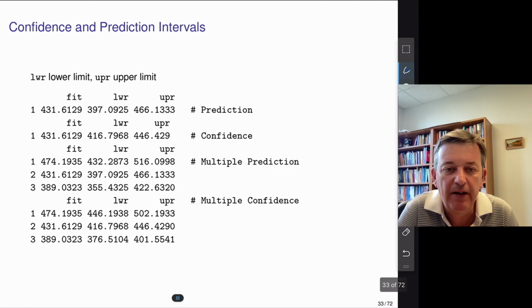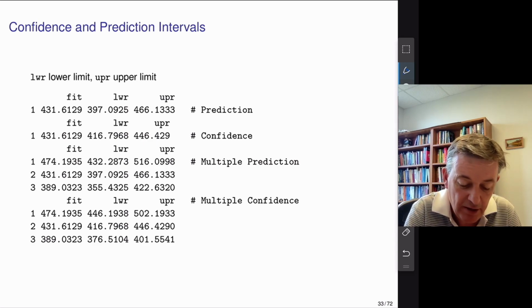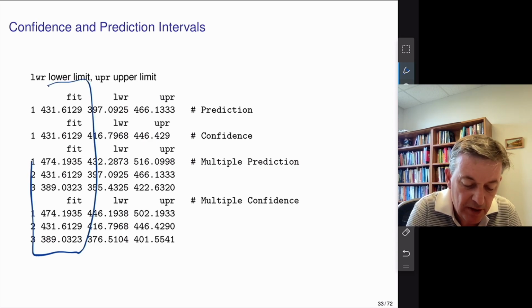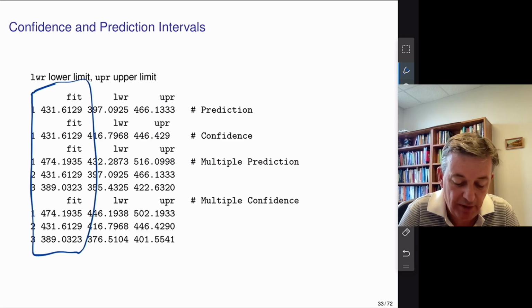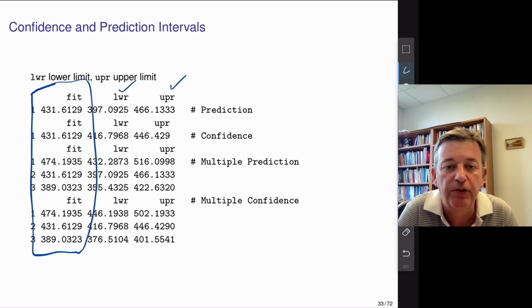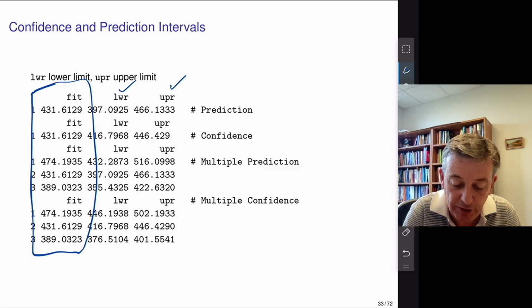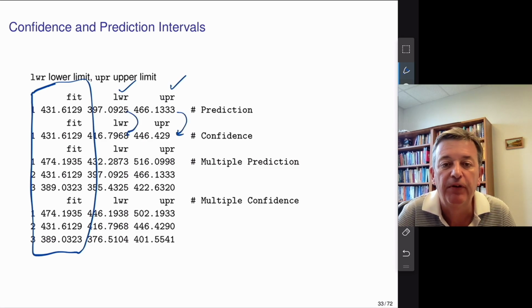Here's what would happen in the example here. You'd get the fitted values at your different levels of x's, for example, and then you'd get your lower bound and upper bound for your prediction intervals and confidence intervals. And just note that the prediction interval ones are bigger than the confidence interval ones.